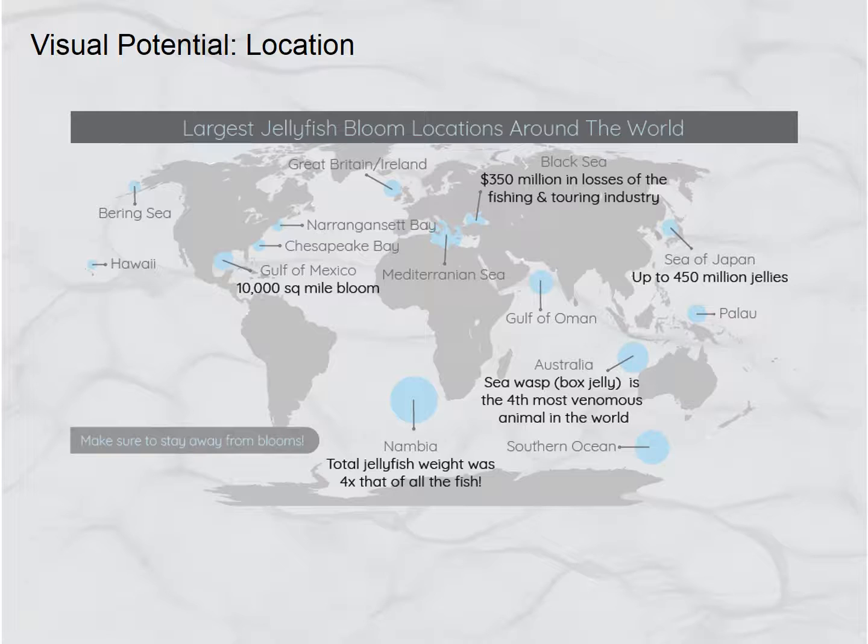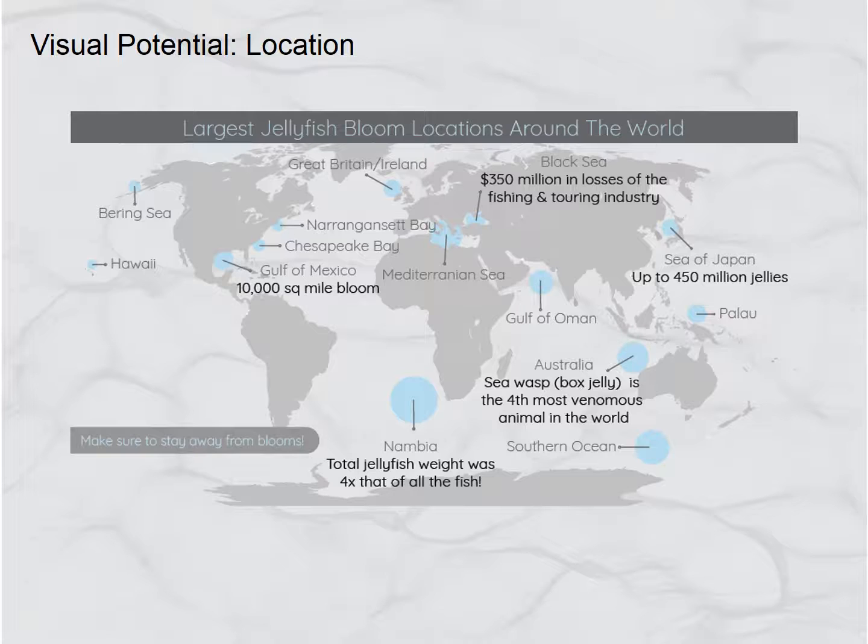As you can see, Namibia is the biggest circle, and its description is that total jellyfish weight was 4 times that of all the fish in that area, which is humongous to think about. But also, if you read deeper into the description of Namibia, it actually had, I think, over 50,000 square mile bloom, which is huge. But I try to include these size encodings for each location of just the total impact that these jellyfish bloom locations had.